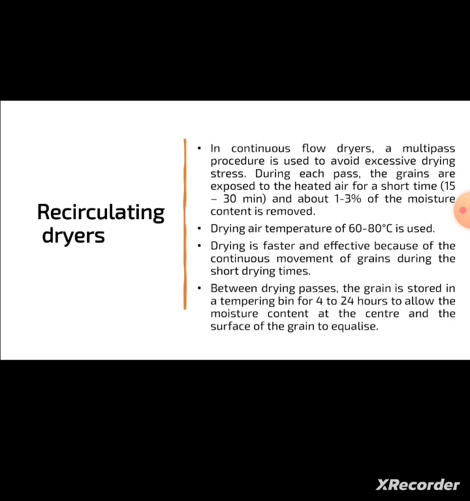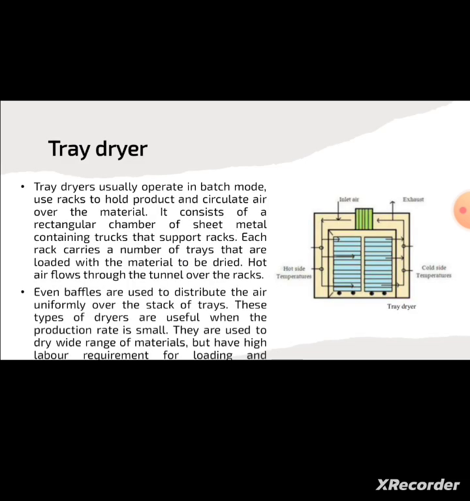In continuous flow dryers, a multi-pass procedure is used to avoid excessive drying stress. During each pass, the grains are exposed to the heated air for a short time, and about 1 to 3% of the moisture content is removed. Drying temperature of 60 to 80 degrees Celsius will be used. So in this process, drying is faster and effective because of the continuous movement of grains during the short drying times. Next one will be the tray dryer.